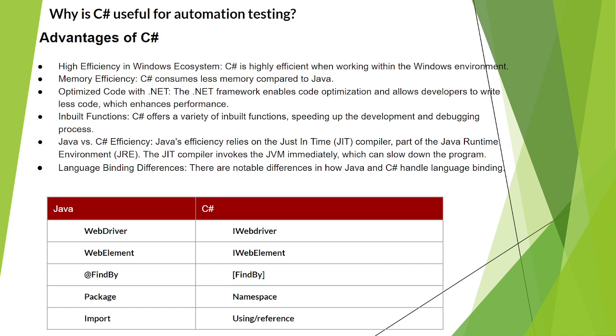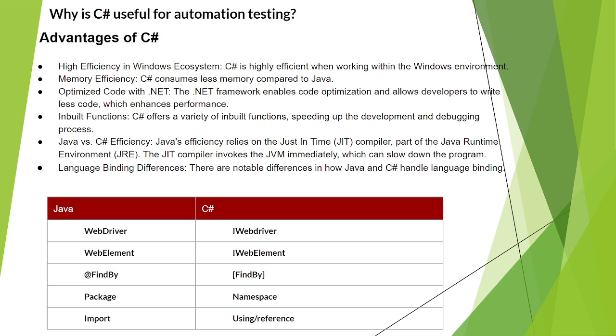The Java versus C Sharp efficiency. Java's efficiency normally relies on the just-in-time compiler, which is a part of the Java Runtime Environment, JRE. The JIT compiler invokes the JVM immediately, which can slow down the program. And another difference is language binding. There are notable differences in how Java and C Sharp handle language binding, such as WebDriver to IWebDriver, WebElement to IWebElement, @FindBy annotation to FindsBy, package to namespace, import to using or references.